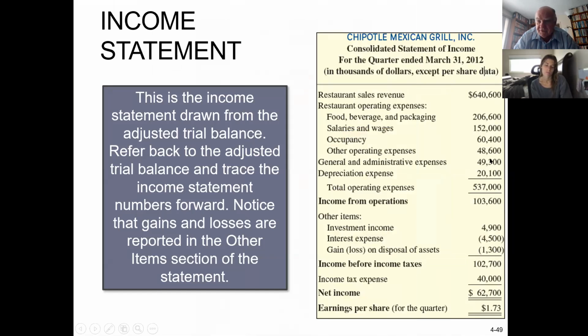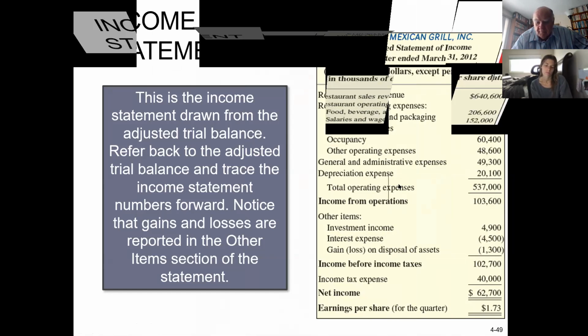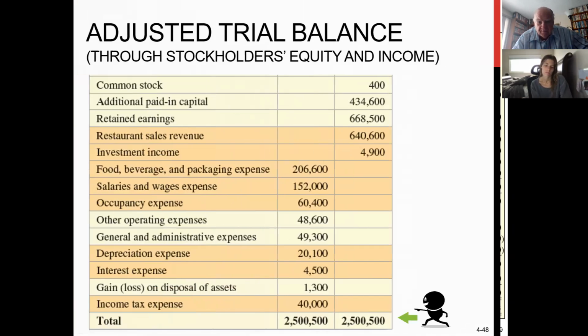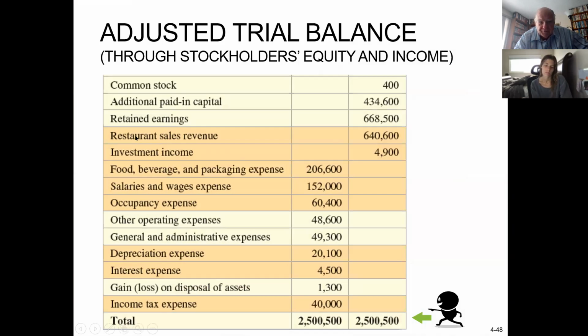And here it is translated into your income statement. 640, 600, 206. Where did the income statement come from? It came from the trial balance, starting with your sales revenue. Everything below is your income statement. Everything above is the balance sheet.